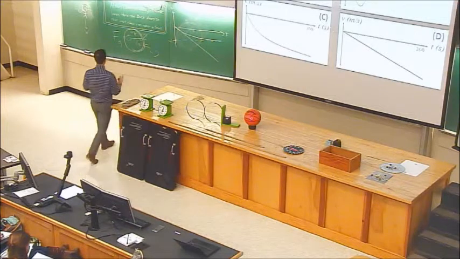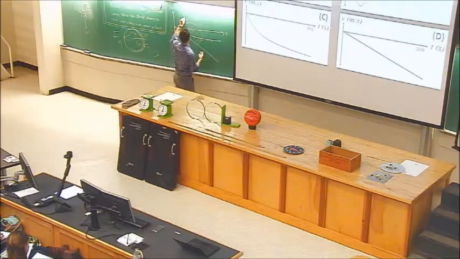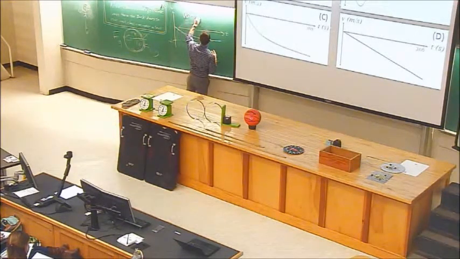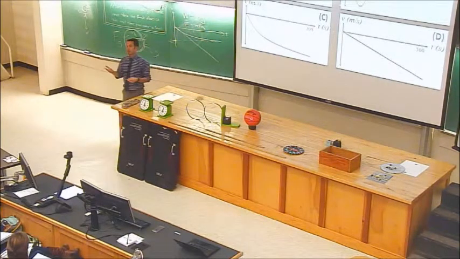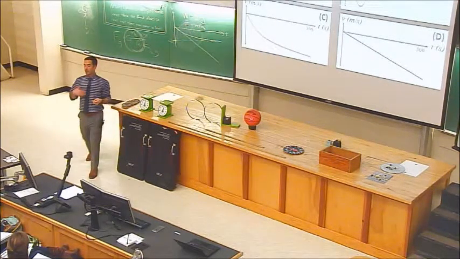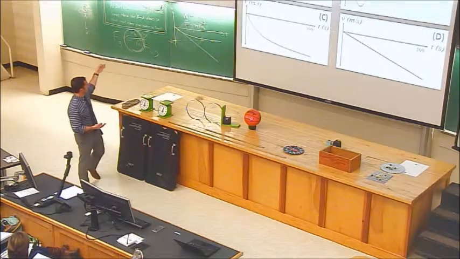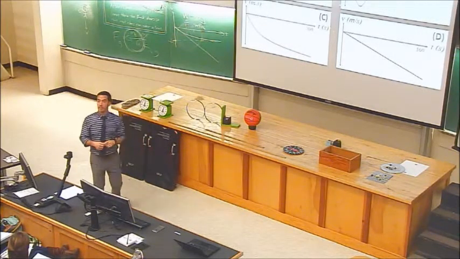So weight is the product of your mass times gravity, which is a special version of Newton's second law. Newton's second law says F equals ma. There's a special version of that. Weight equals mg: weight's a force, m's a mass, and g's an acceleration. Yes?